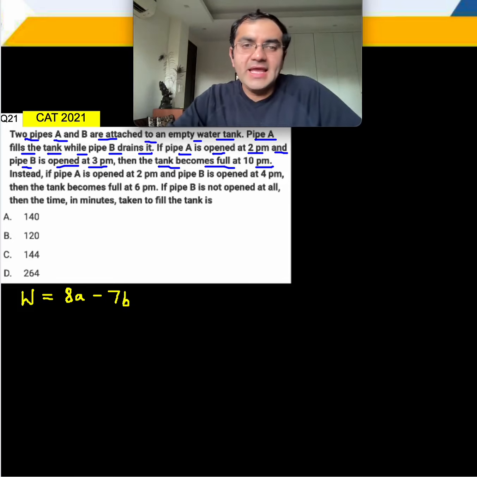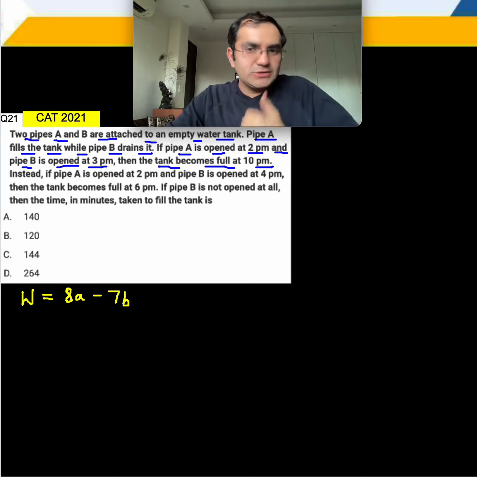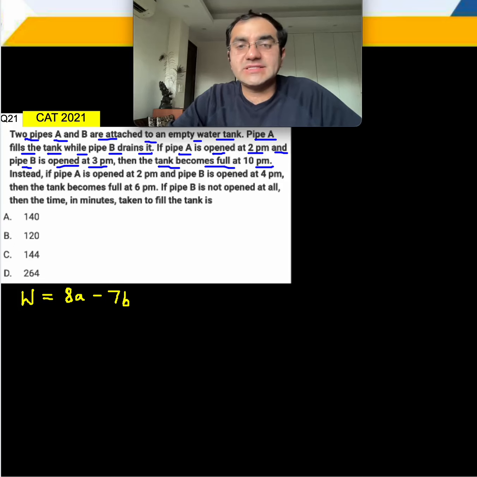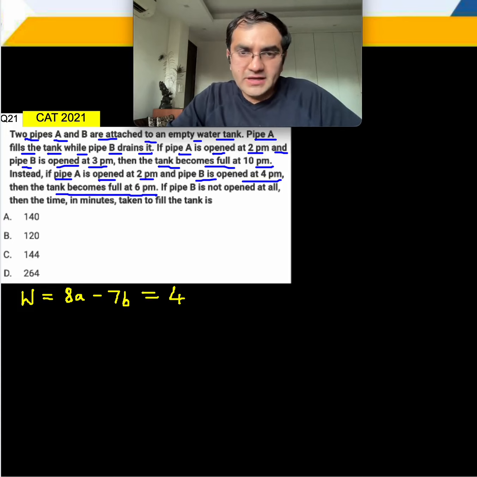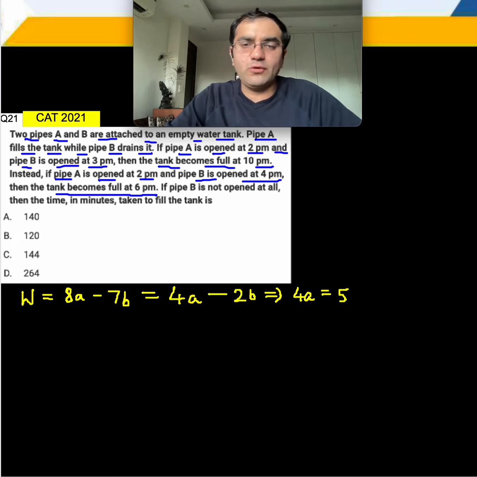Instead, if A is opened at 2 and B is opened at 4, tank is filled by 6. So 2 to 6 means 4 hours. 4 hours filling and 4 to 6, 2 hours emptying. Okay? Yeah, this is the work done. When you conjoin them, you basically get 4a is equal to 5b.